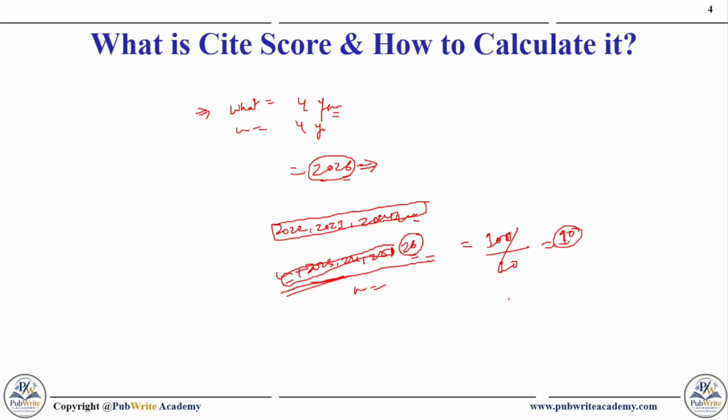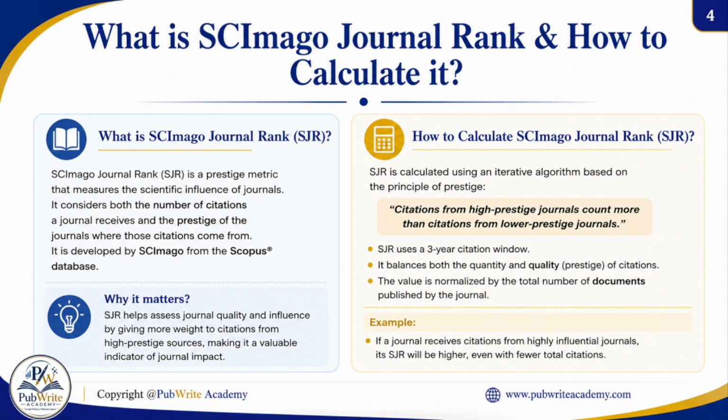Now let's move toward another important aspect. We will go to another metric, the SCImago Journal Rank. So what does it do basically? There is a platform, and we will go to this platform and try to check how we can calculate. SJR, the SCImago Journal Rank, is a prestige metric that measures the scientific influence of a journal.